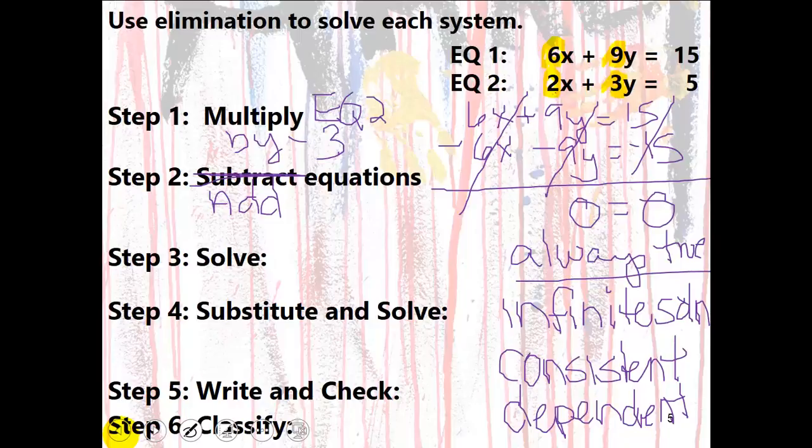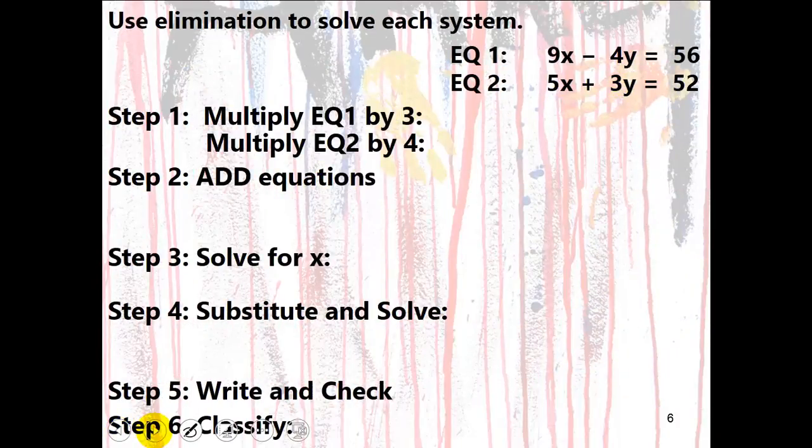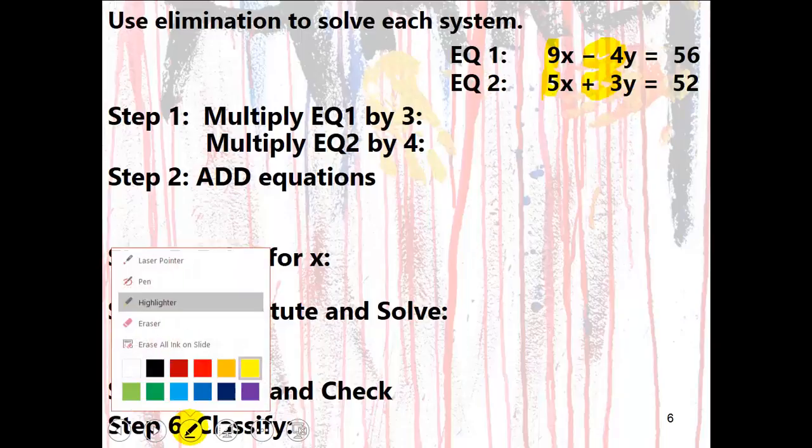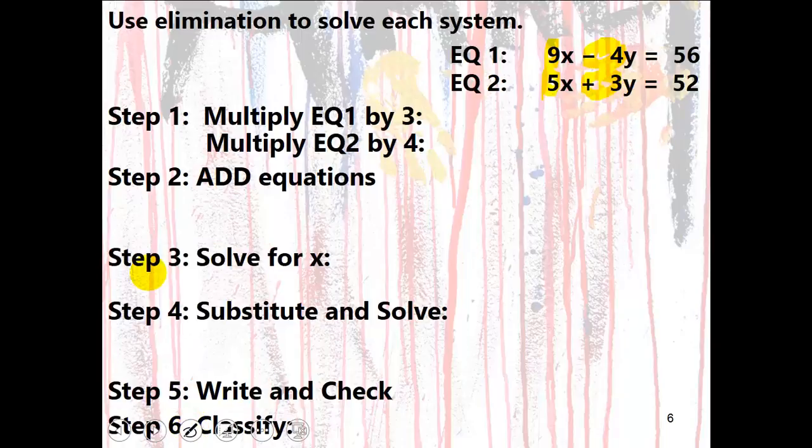You okay on that one? Okay. One more. Let's try this one. All right. So again, look at your coefficients. Is there an easy fix? 9 and 5, that's not super easy. And then -4 and +3. So what I have to do in this case is multiply both equations by a number. I'm going to eliminate my y's, so I'm going to multiply equation 1 by 3, and I'm going to multiply equation 2 by 4.